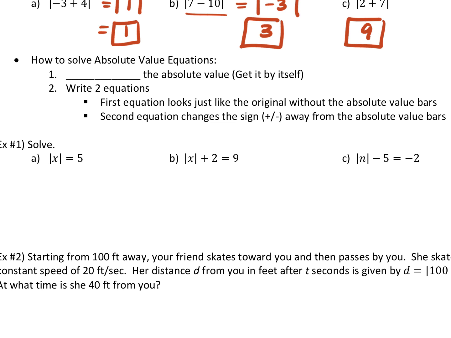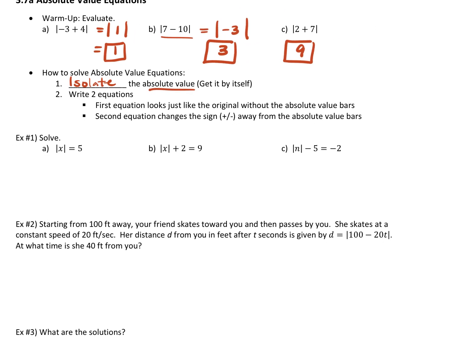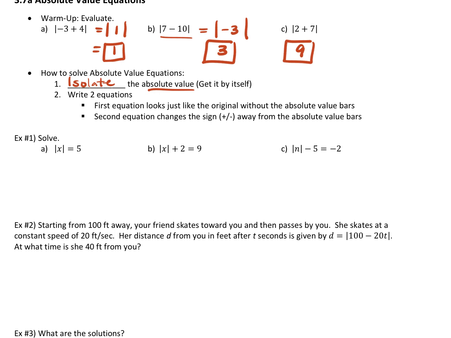The first thing you should do with absolute value equations is you want to isolate the absolute value. That means you want to get the absolute value bars all by themselves on one side of your equation. Okay, get it alone. Once you've done that, then you're going to write 2 equations.